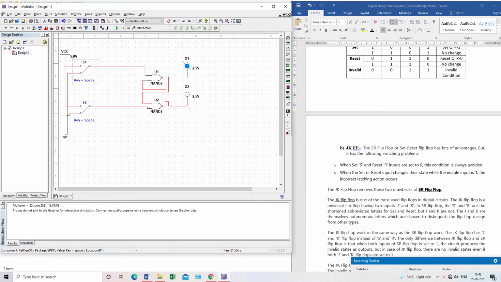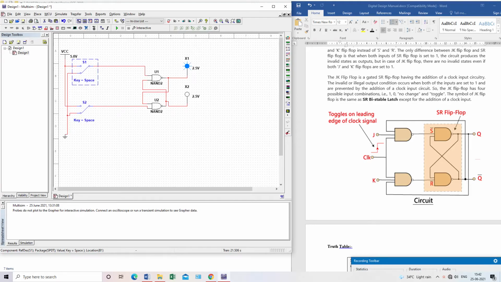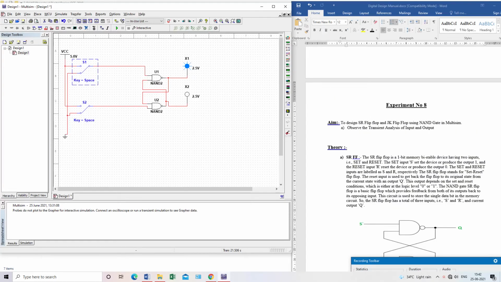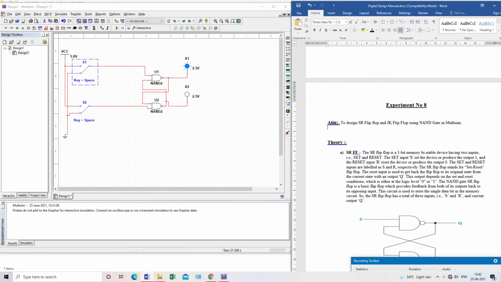You can see the JK flip-flop diagram here. This is the JK flip-flop. One clock is used, as you can see on the right-hand side, and two extra NAND gates. It is easy. You can observe the output like this only. And you don't have to do the transient one right now. Just develop the SR flip-flop and JK flip-flop.